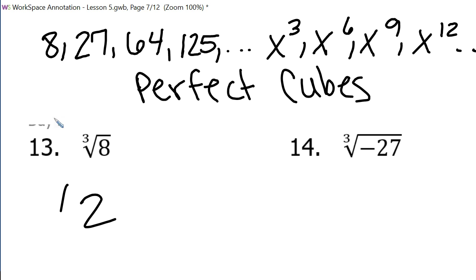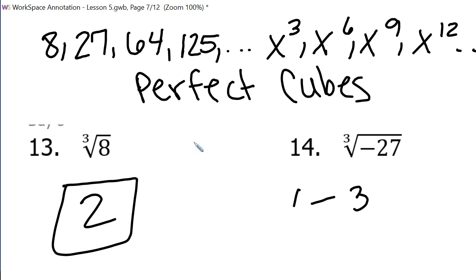Number 14 is the cube root of negative 27. Cube root of negative 27. Well, what's the cube root of 27? 3, but it needs to be negative 3. Because what's negative 3 to the 3rd power? Negative 27.